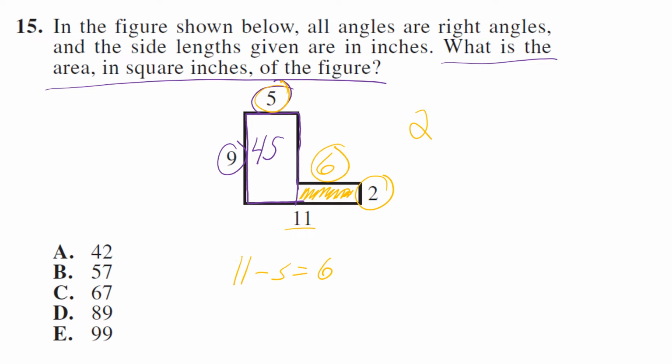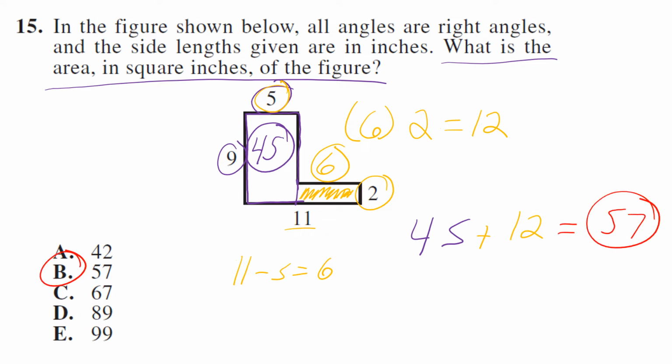So 2 times 6 equals 12. So then we have 45 plus 12, and that's going to equal 57. So your answer is B.